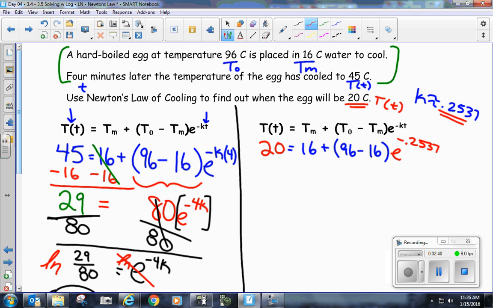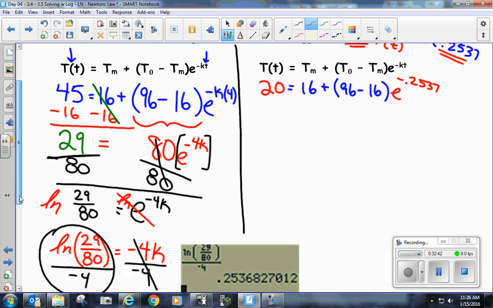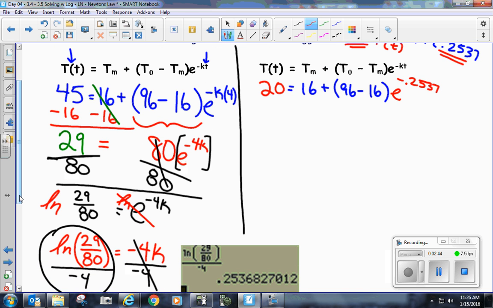Okay? So now, before we get going on this, what did we really do on the left-hand side? I subtracted twice, right? I subtracted this for 80. I subtracted this to get 29. I divided once. And then I apply my natural log. And then I just got to get rid of that -4 and divide again. So subtract, divide, natural log, divide.